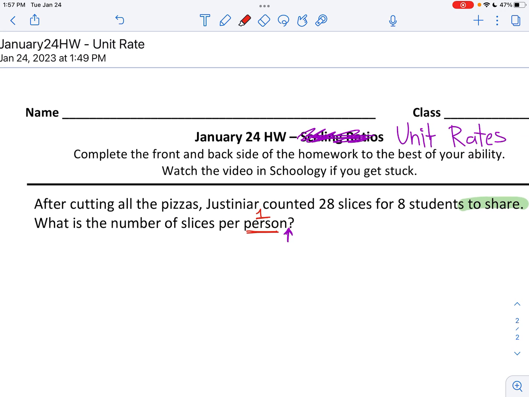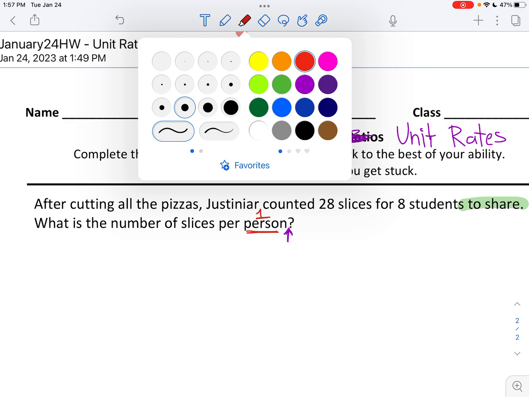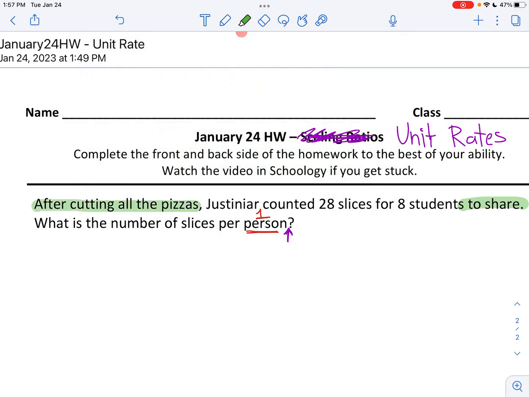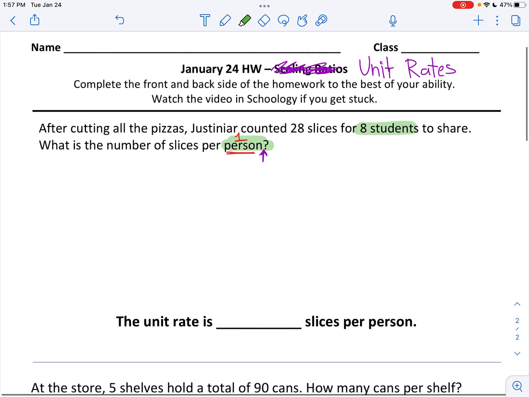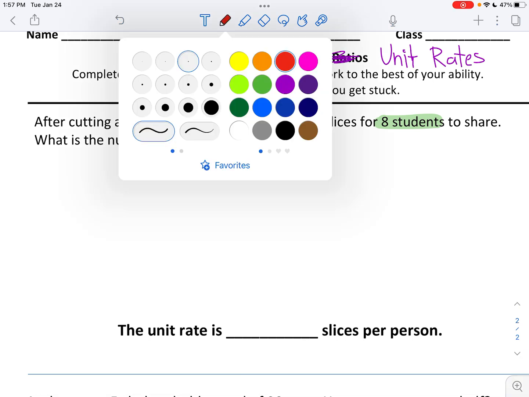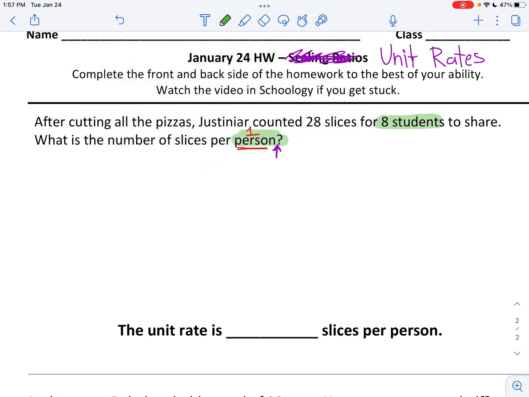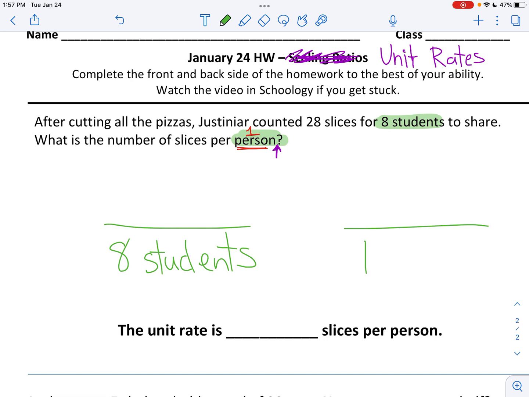So I can see back in this first sentence, let me grab my green again. In this first sentence, after cutting all the pizzas, Justin Year counted 28 slices for students to share. And there were 8 students. So we're moving from 8 students to 1 student. When I write my fractions, that's going to be the denominator. 8 students. And I'm not getting rid of 7 of the students. I'm just thinking about them in groups of 1. So I'm going to write 1 student. You could also write 1 person.